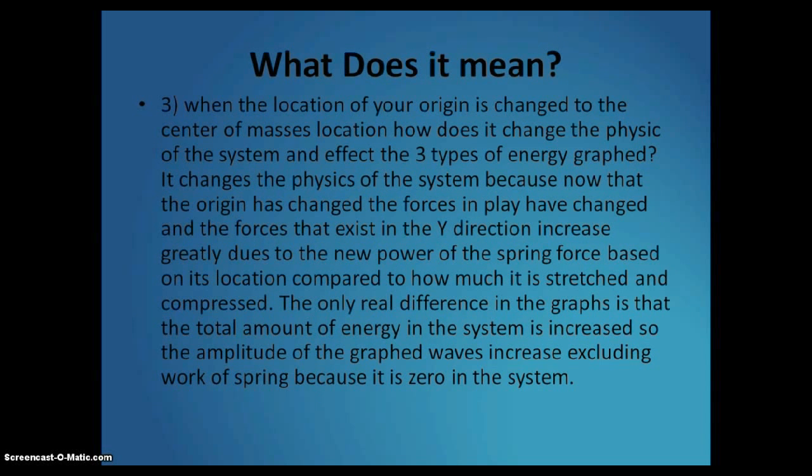The last part of what does it mean wants to know is, when the location of your origin changed to the center of mass's location, how does it change the physics of the system and affect the 3 types of energy graphed? It changes the physics of the system because now that the origin has changed, the forces in play have changed, and the forces that exist in the y direction increase greatly due to the new power of the spring force based on its location compared to how much it is stretched and compressed. The only real difference in the graphs is that the total amount of energy in the system is increased, so the amplitude of the graph waves increase, excluding the work of spring because it is 0 in the system, seeing as the spring is included.